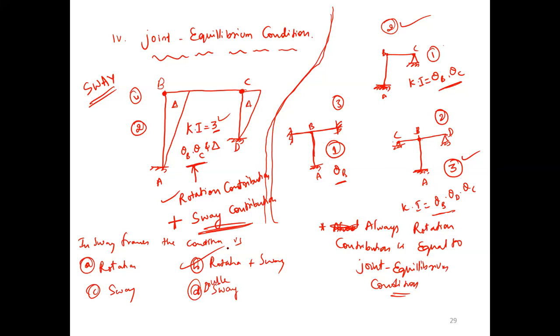Okay. So what is the conclusion? What is the inference we can make by using this statement? Here we have to apply two conditions, where in a sway mechanism you are having two conditions. What are those conditions? One is rotation contribution using joint equilibrium condition, and another one is sway contribution. Sway contribution is also called shear contribution.